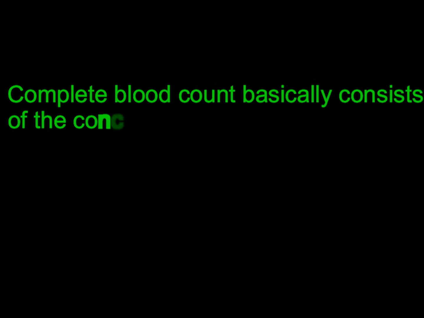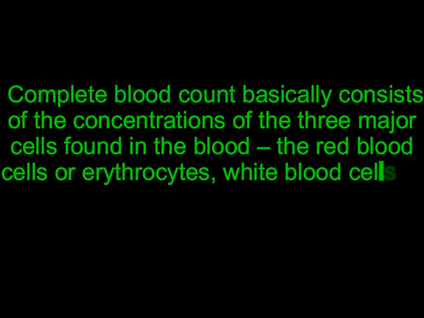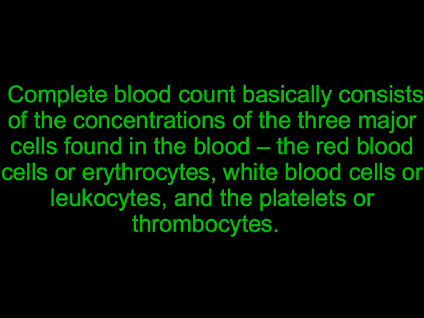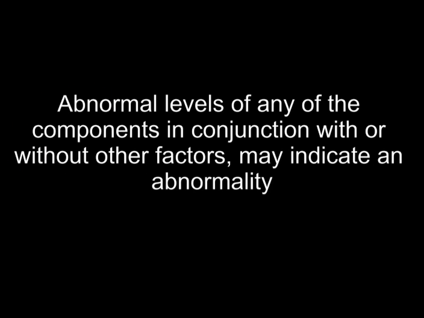Complete blood count basically consists of the concentrations of the three major cells found in the blood: the red blood cells or erythrocytes, white blood cells or leukocytes, and the platelets or thrombocytes. Abnormal levels of any of the components in conjunction with or without other factors may indicate a disease or condition.